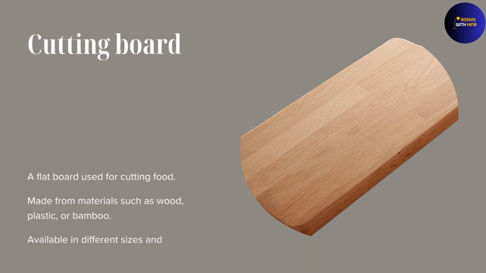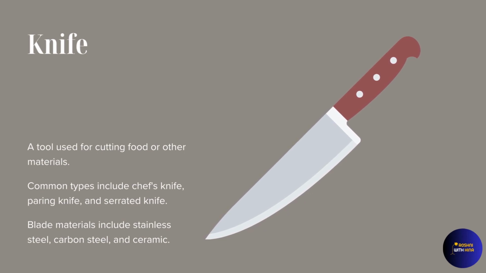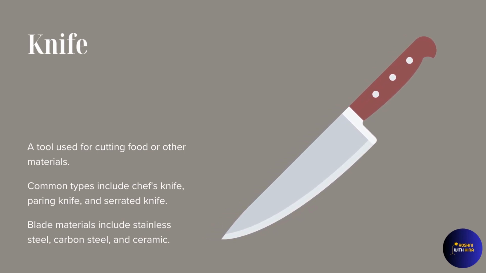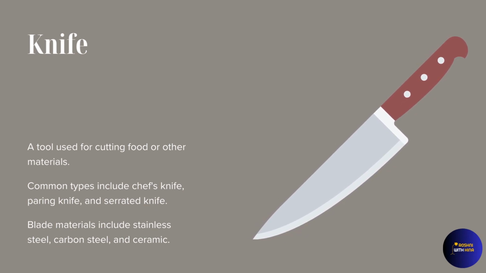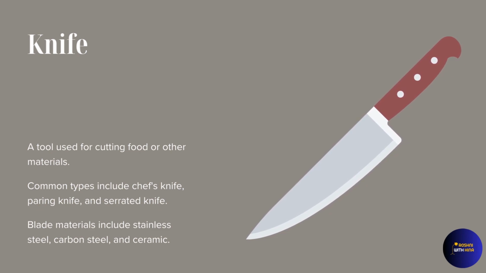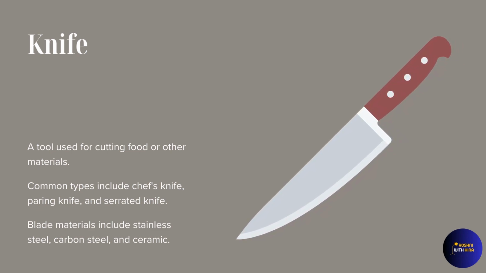Cutting board. A flat board used for cutting food, made from materials such as wood, plastic, or bamboo. Available in different sizes and shapes. Knife, a tool used for cutting food or other materials. Common types include the chef knife, paring knife, and serrated knife. Blade materials include stainless steel, carbon steel, and ceramic.